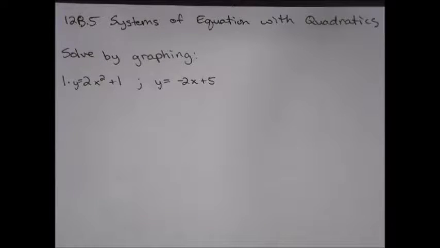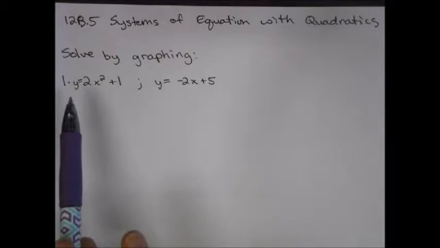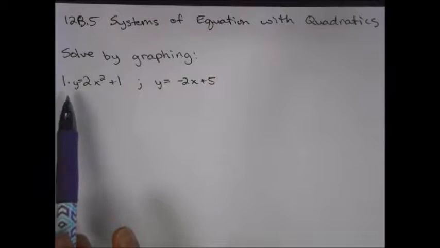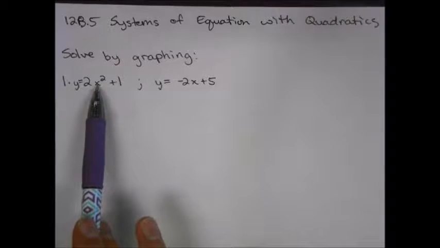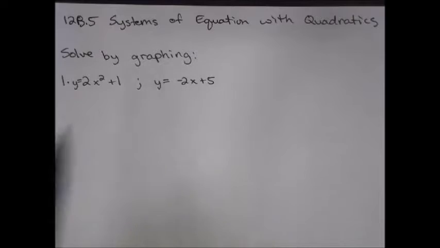12B.5 is on systems of equations with quadratics. So if we take a quick look at example 1, we notice that we have a quadratic for one equation and then a line for another equation. And that's what we're going to have. And so we're going to be solving this.